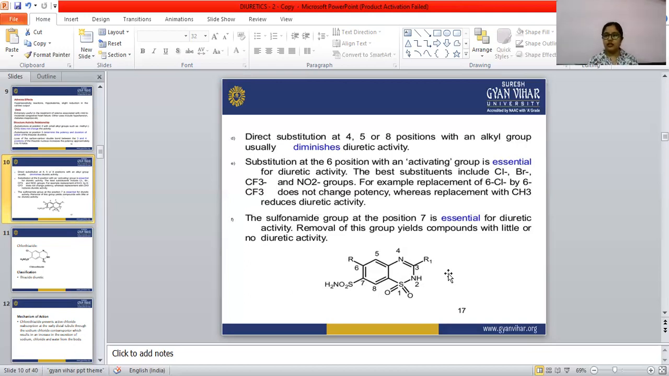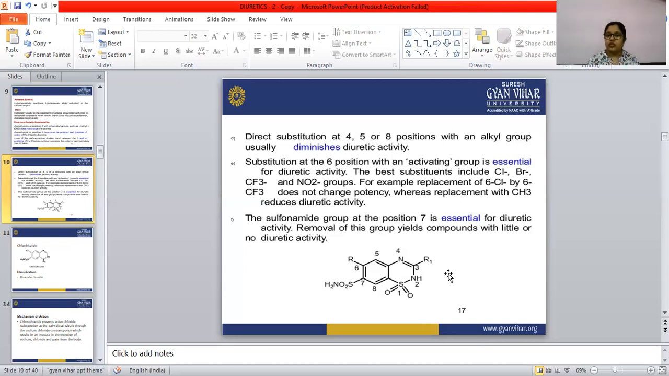So these are the SAR of the thiazide drug, meaning these groups determine the diuretic activity of the thiazide group. First, the must-have group is the sulfonamide group at the 7th position. At the 6th position there should be a Cl group, Br group, CF3 group, or NO2 group; if you substitute any methyl group, that reduces the activity. And at the 2nd position, if we substitute a small alkyl group such as a methyl group, that doesn't affect the diuretic activity of the drug.